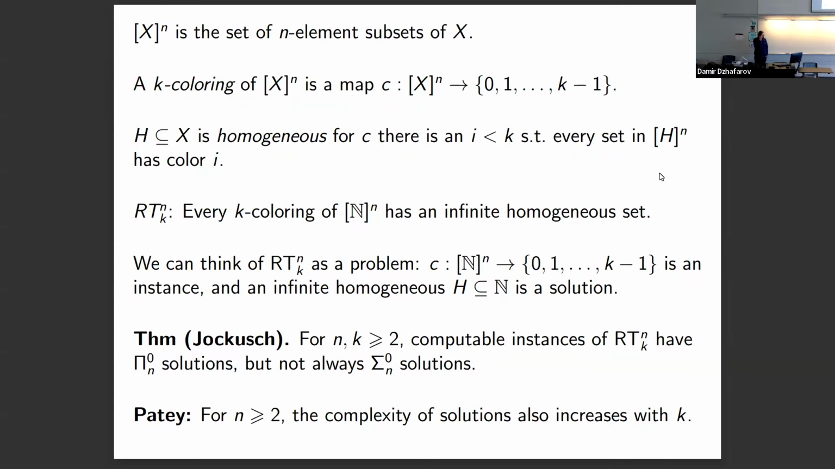Well, it turns out that if n equals 1, you're talking really about the infinite pigeonhole principle. I'm coloring the whole natural numbers with finitely many colors. I pick just one. Obviously, you're going to have computable solutions. There's some color, and pick everything in that color. But for n greater or equal to 2, the complexity of solutions also increases with the number of colors.